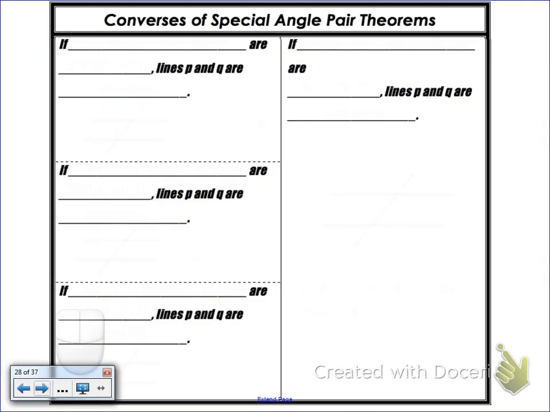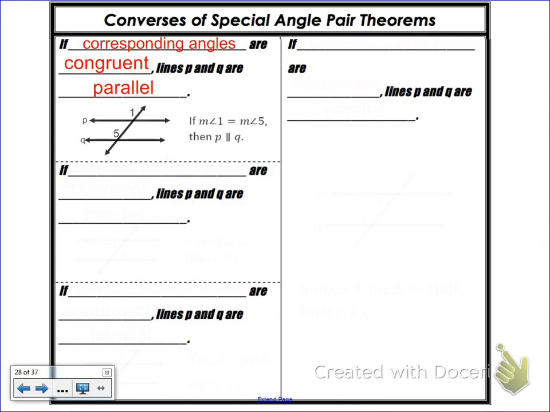So what we're going to look at today is what happens if we don't know that lines are parallel. How can we prove that two lines are parallel? So first, we're going to take the converse of each one of these, so we're going to switch the hypothesis and conclusion, and we're going to say if corresponding angles are congruent, then lines P and Q are parallel. So for example, in this particular example, if angle 1 and angle 5, the measures are equal, meaning the angles are congruent, then P is parallel to Q.